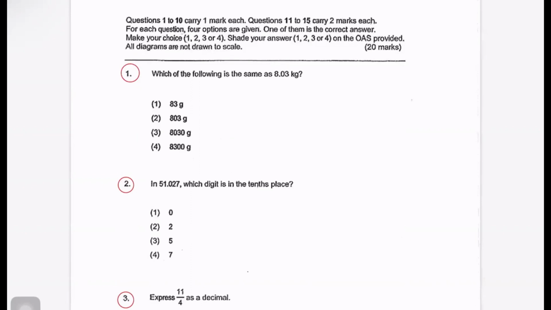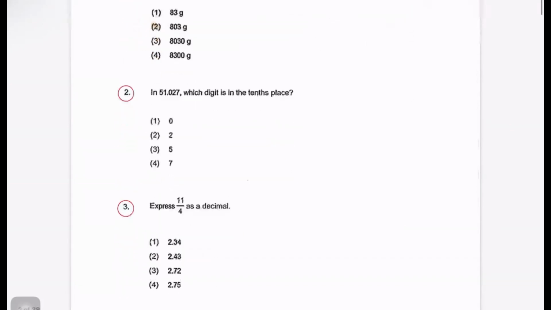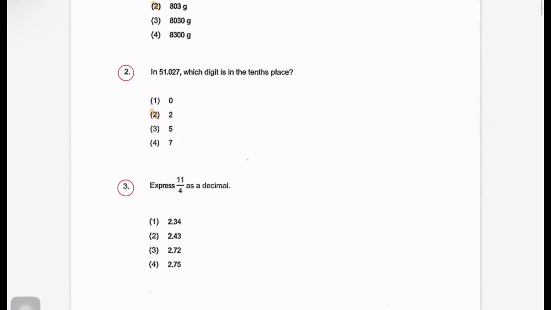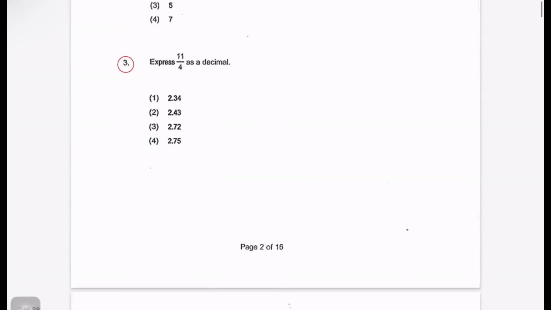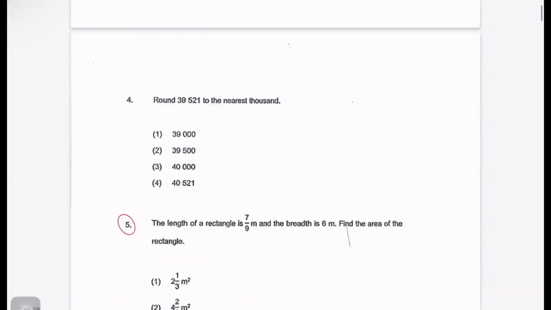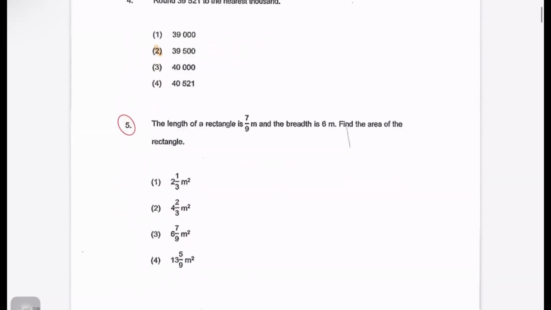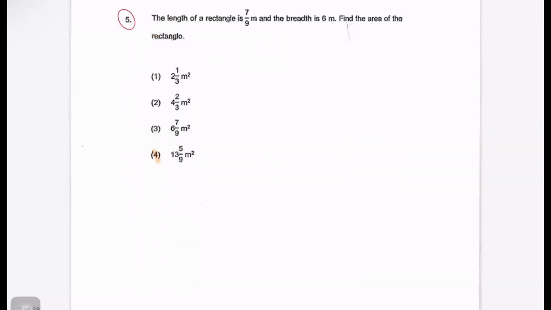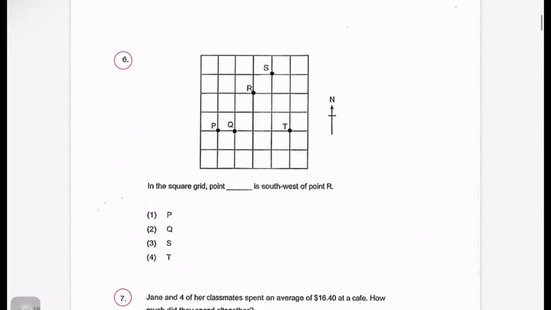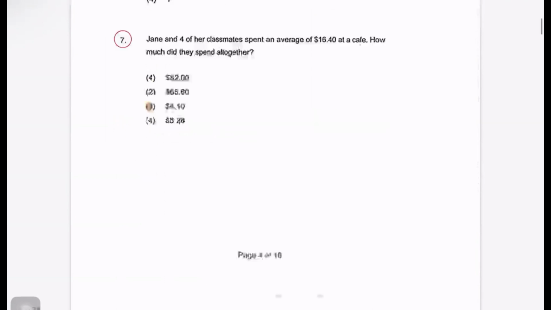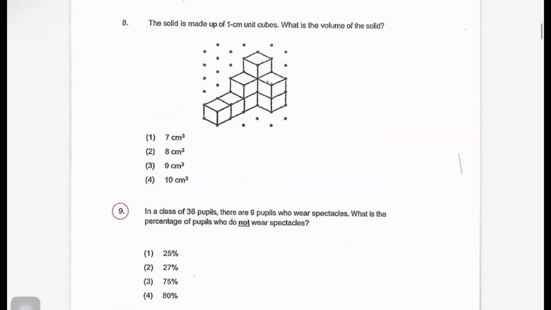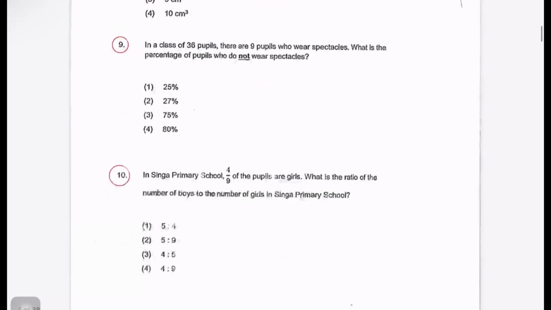Okay, what's your answer? 2. Your answer was 2. Okay. Then question 2 also? 2. Okay, question 3? 3. Question 4? 2. Question 5? 4. Question 6? 3. Question 7? 3. Question 8? 1. Question 9? 2.